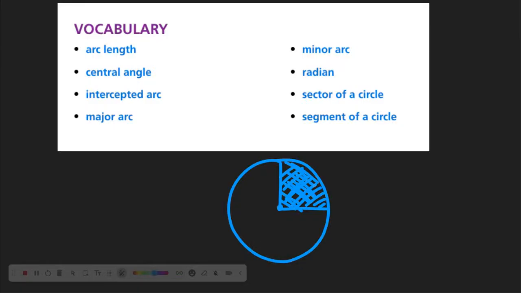Now, does that look like a 90-degree angle? It does to me. How would I find the area of that piece of pizza? I would just do 1/4 times the area of the circle, right?